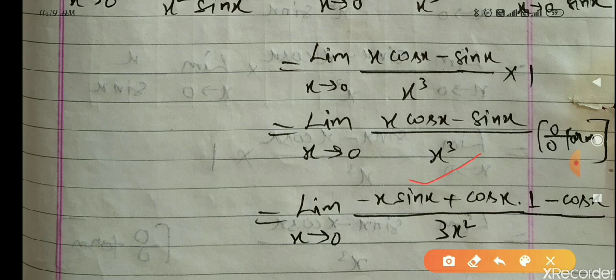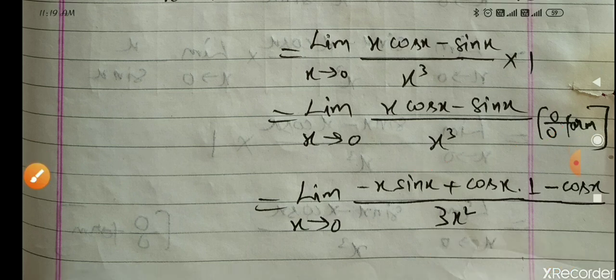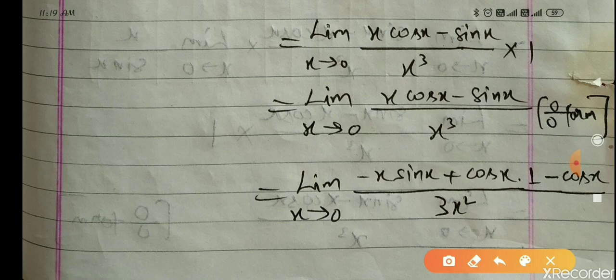Now if you put direct substitution, then the 0 upon 0 form is coming. Now you differentiate the denominator and numerator separately. So you can see, when you differentiate, minus x same, cos x differentiation is minus sin x. So minus x sin x, that's why I have written. Plus cos x same, differentiation of x is 1. Minus differentiation of sin x is cos x. Upon, in the denominator, the differentiation of 3x square.